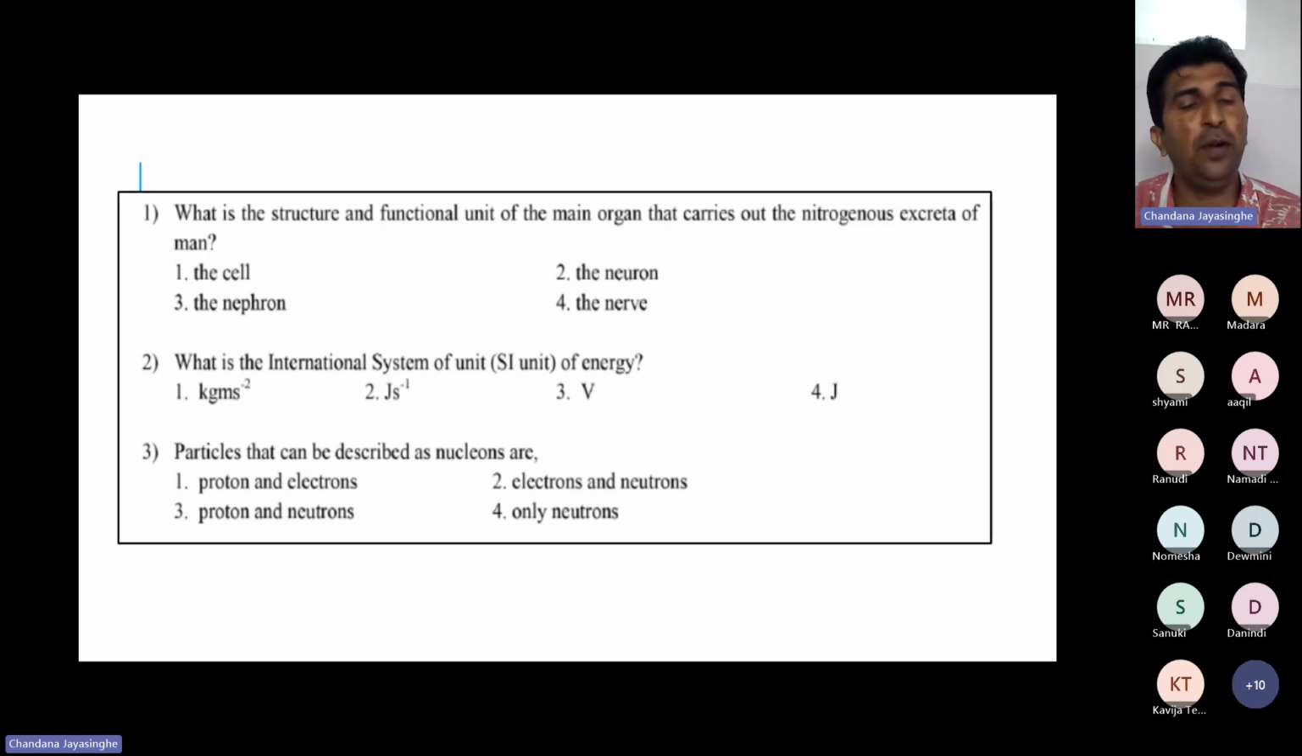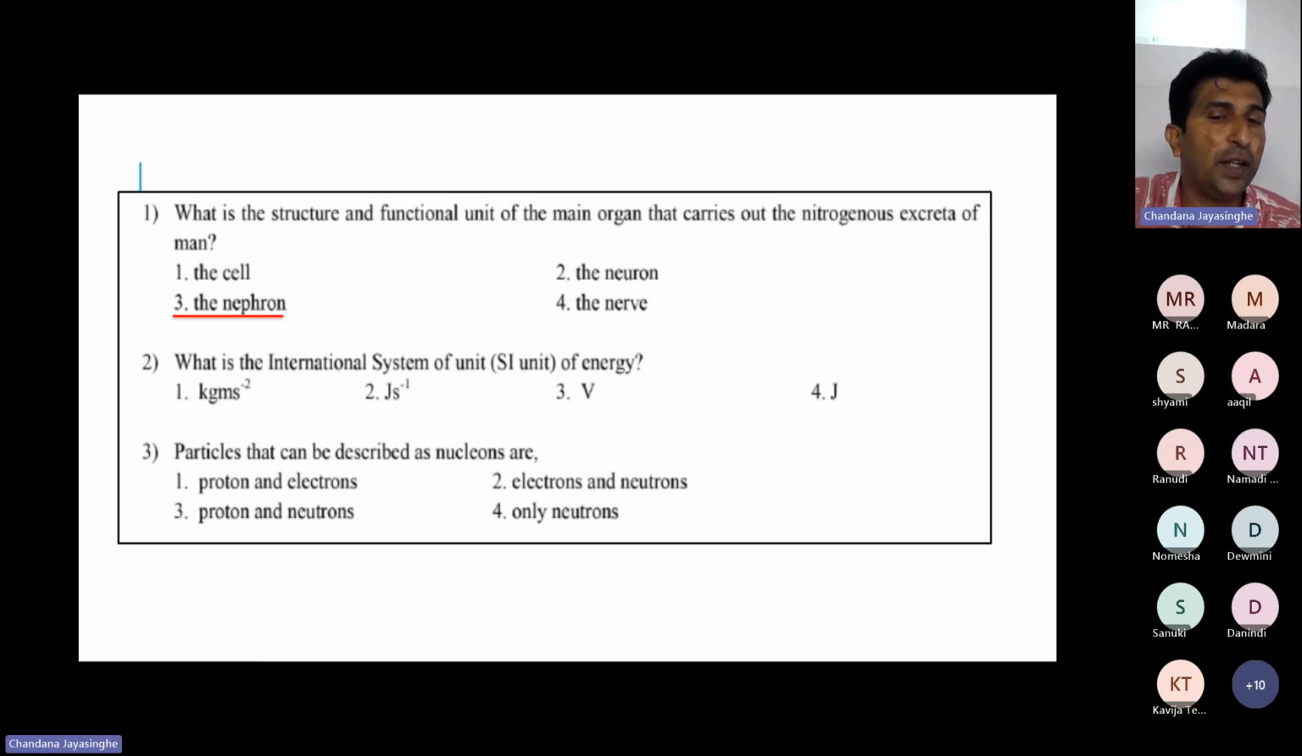That means in the first round, you have to answer the very easiest MCQs within a few seconds and save the time for the rest of the questions. Now, when we consider the O-level science paper, the first 10 to 15 questions we can answer very fast. As an example, in this paper, you can see: what is the structural and functional unit of the main organ that carries the nitrogenous excretion? The answer is what? Nephron, that you learn under human biology.